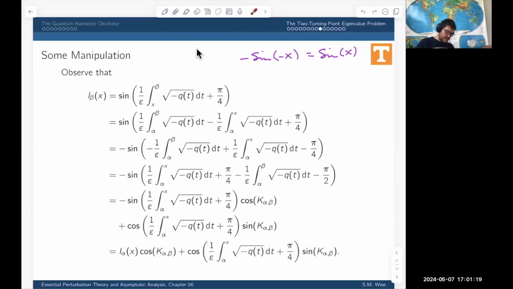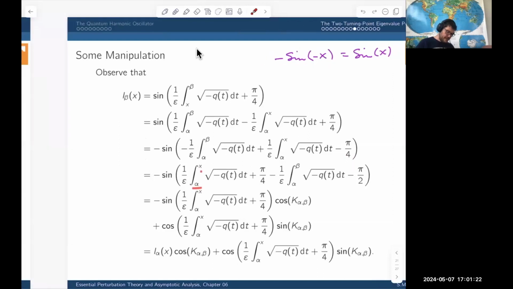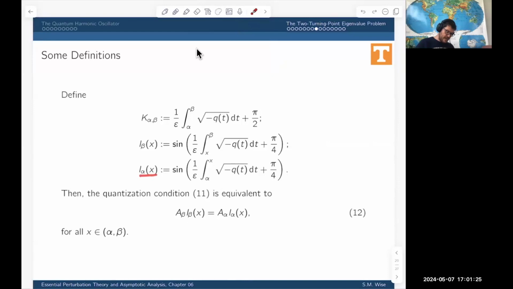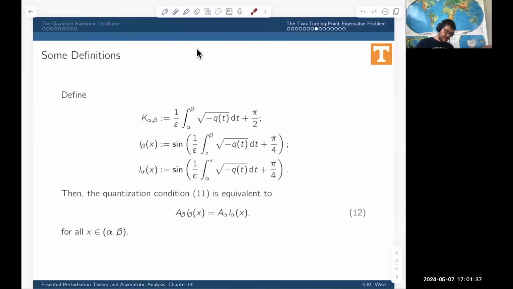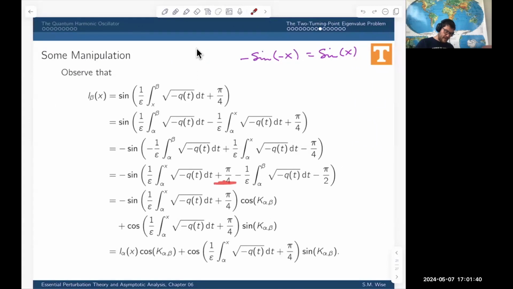Now, the reason why I'm trying to make this look like the integral from alpha to x is because that's what appears in the I alpha term. So that's an integral alpha to x. That's why I'm trying to make it look like that. And notice that it has a plus pi over 4, so I've added that. Now we're just going to use the sine angle addition formula. Sine of theta plus phi is equal to the sine of theta cosine of phi, et cetera. So the sine angle addition formula says that I'm going to split the sine of these two angles like this.